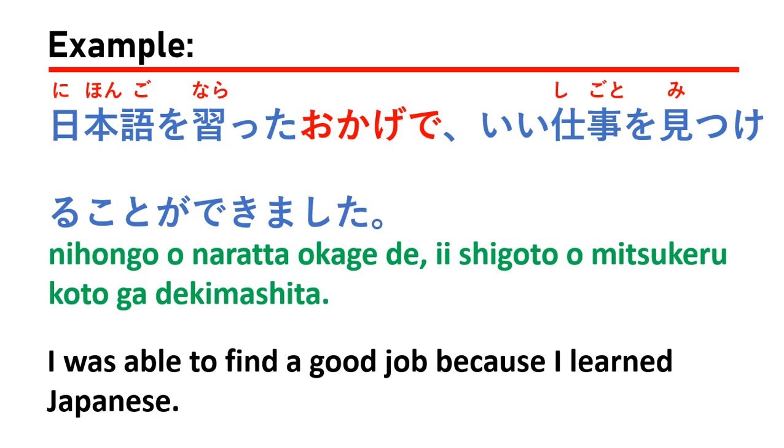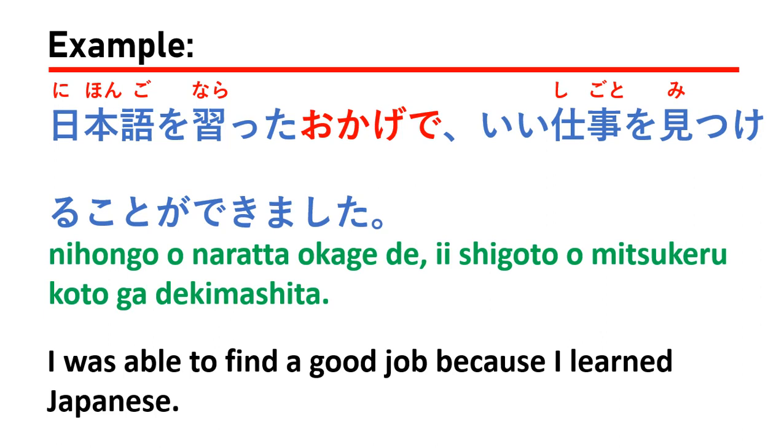いい仕事を見つけることができました。That means you got a good job because you know Japanese, right? So you can work in a Japanese company. If there are two people, one who knows Japanese and one who knows only English, and you work in a Japanese company, of course the person who knows Japanese gets the job first. So this means your Japanese helped you, so you can say おかげで, right? 日本語を習ったおかげで means because your Japanese helped you.